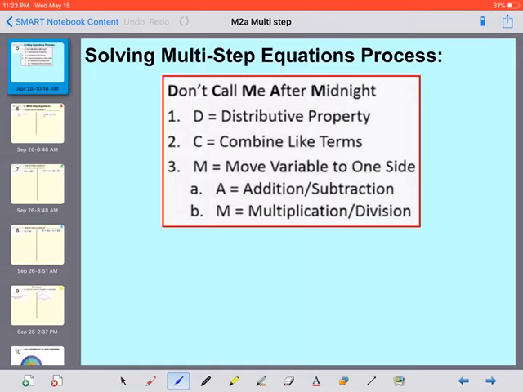Today we are solving multi-step equations. We're doing mission 2a. This is our multi-step equation process. First we're going to look at distributing, then after that combining like terms, moving the variable to one side of the equal sign if we have x's on both sides, for example, and then getting rid of adding and subtracting, and then multiplying and dividing.